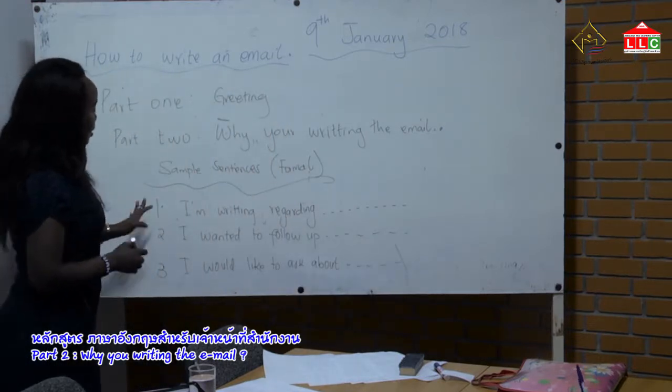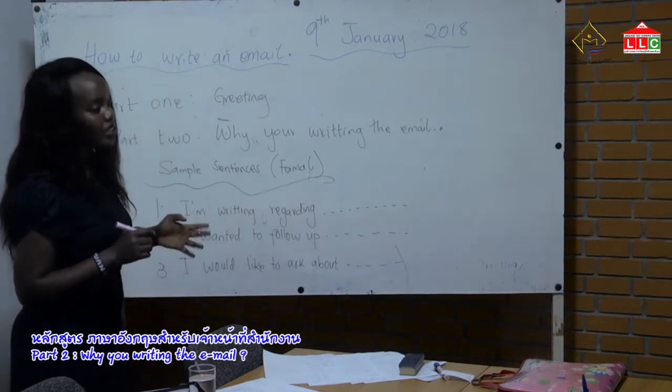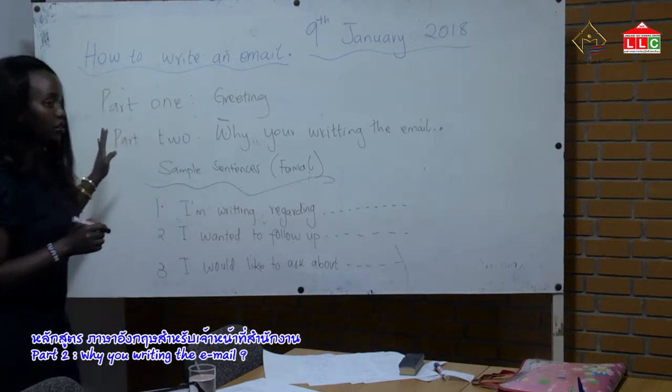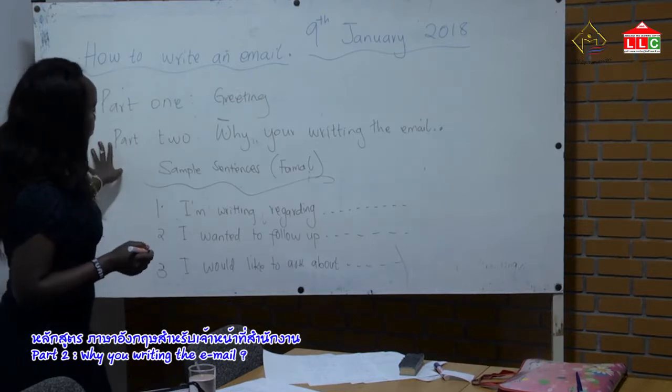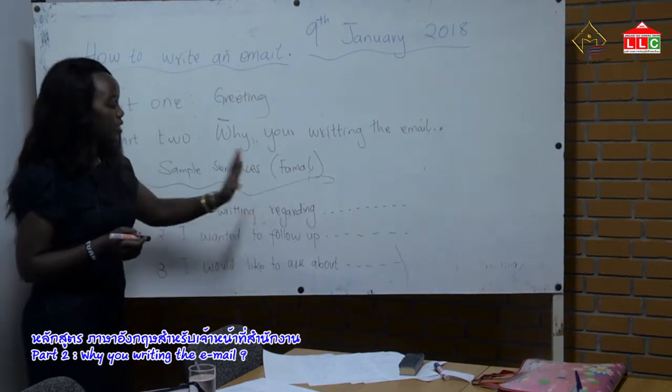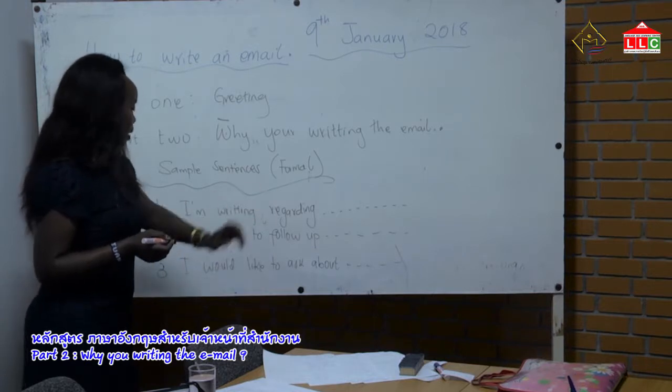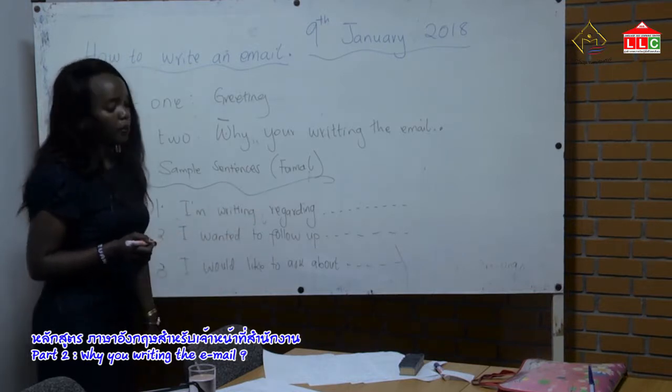So these are 3 sample sentences you can use when starting a formal email, when you're writing why you're writing the email. 1, I am writing regarding. 2, I wanted to follow up. 3, I would like to ask about.